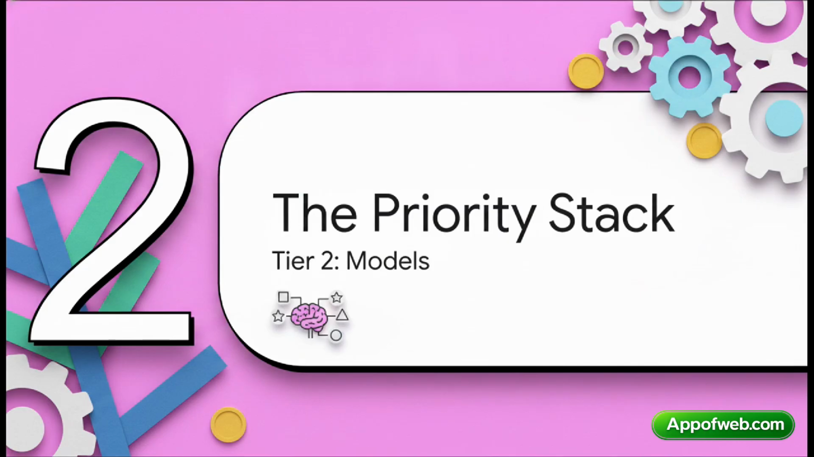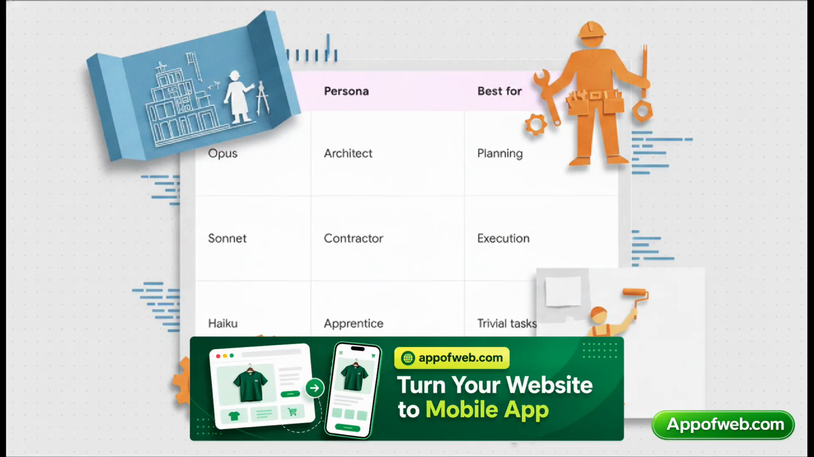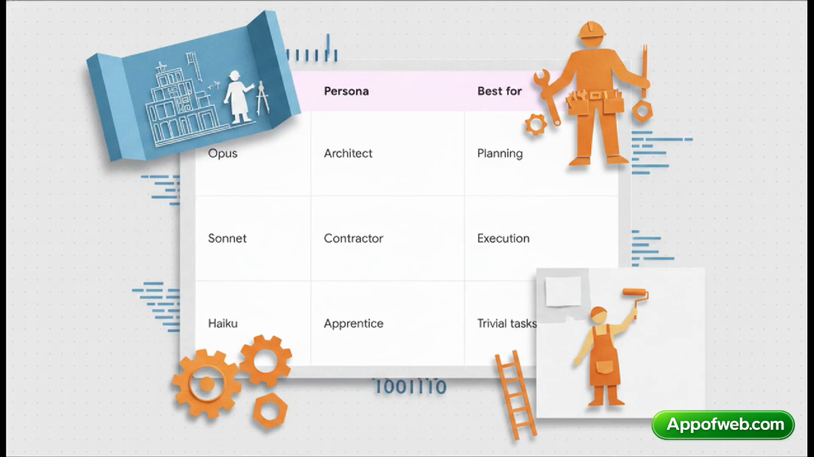Moving on through the priority stack, we hit Tier 2, pick the model. I absolutely love this mental model. Think of Opus as the architect, perfect for complex blueprints and structural decisions. Then you have Sonnet, the contractor, who handles the fast, everyday execution. And finally, Haiku is your apprentice, stepping in for those simple, trivial, repetitive tasks. It's totally crucial to always align your specific task with the right price tier.